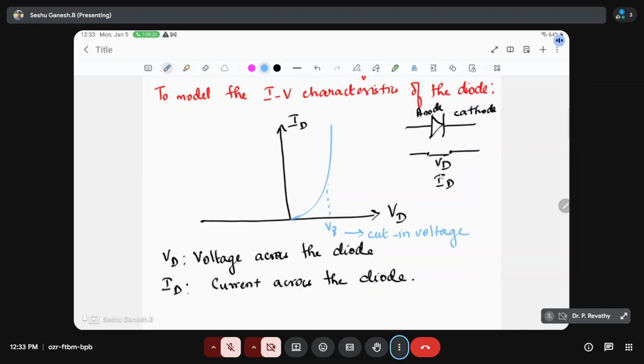I'll explain what a cut-in voltage is also. Then at reverse bias condition, there will be only a portion of current flowing in the reverse bias condition. Okay, we call this as a leakage current I naught. I naught we can call it as a reverse saturation current or a leakage current.